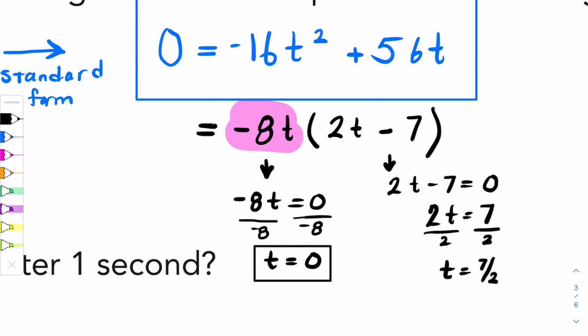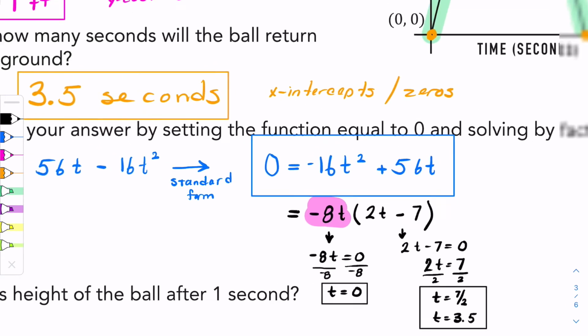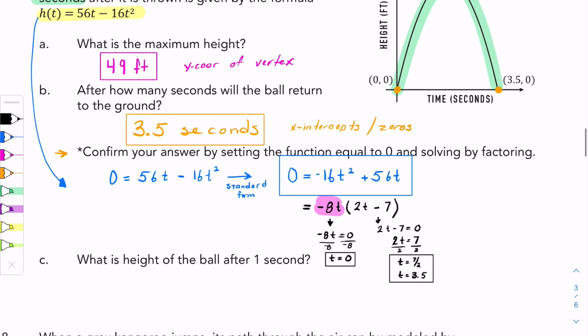7 over 2 is 3.5 if you were to write this as a decimal. So either looking at this as a fraction or looking at it as a decimal, t is equal to 0 or 3.5. 0 is your starting point, 3.5 is your ending point. So we just algebraically confirmed that our zeros are the same as what we see on the graph.